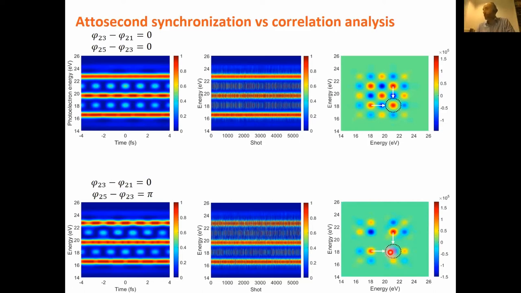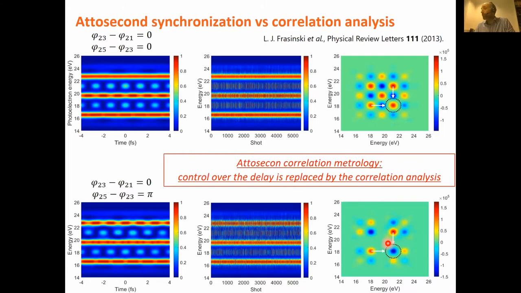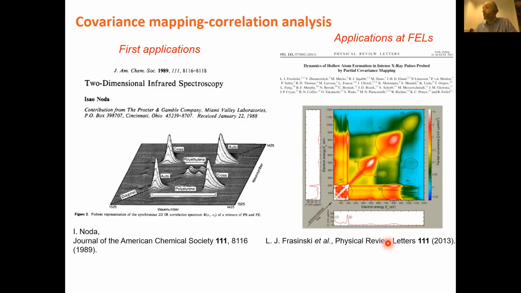Actually, this is not a new principle, of course. This traces back, I would say, at least to the 80s, when correlation spectroscopy was first introduced for investigating infrared polymers by Noda, but also for free electron lasers. These techniques are not new. They have been, for example, used by Franziski and co-workers to investigate it, OJDK, a few years ago.